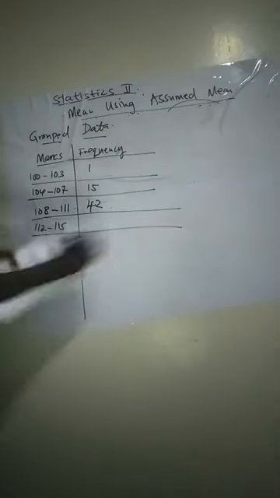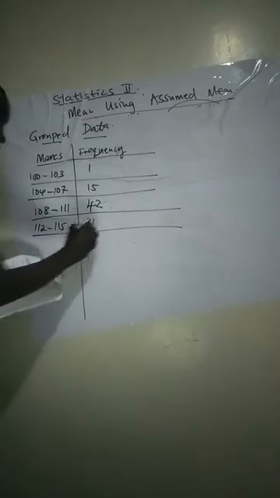So my first class is 102, 103. My next class is, and the frequency of that class is 1. The next one is 104, 107, and its frequency is 15. My next class is 108 to 111, and my frequency there is 42. My next class is 112 to 115, and my frequency there is 31.